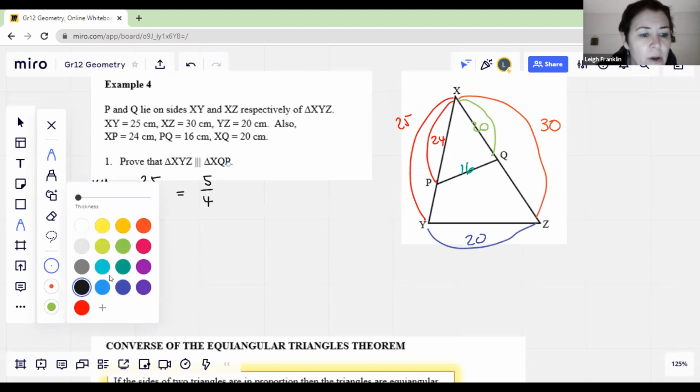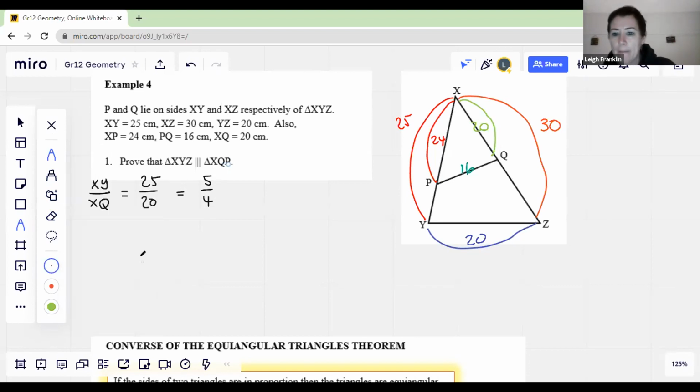Okay, now the next one. Okay, let's go with purple here. Swelihle, why don't you make the next one for us? YZ over QP. Beautiful. Okay, cool beans. YZ, how long is YZ? YZ is 20, isn't it? Yes. Over QP is 16. Okay, and again, divide by 4, divide by 4. We get 5 over 4.